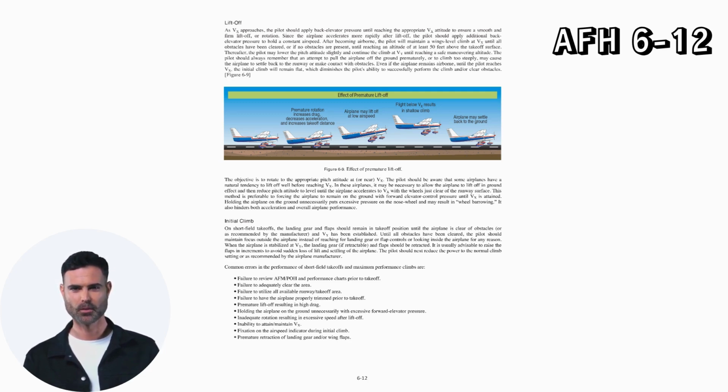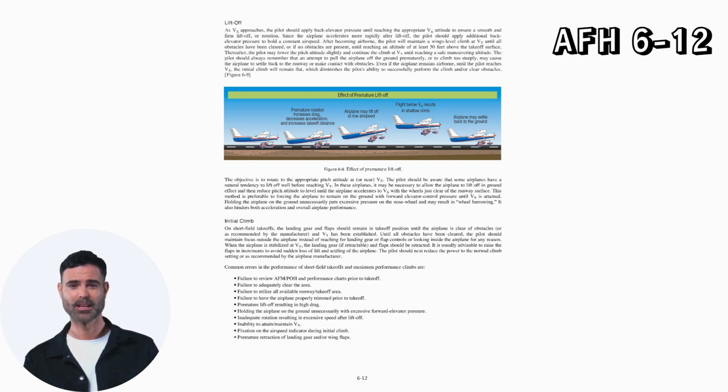It also hinders both acceleration and overall airplane performance. Initial climb. On short field takeoffs, the landing gear and flaps should remain in takeoff position until the airplane is clear of obstacles or as recommended by the manufacturer and VY has been established. Until all obstacles have been cleared, the pilot should maintain focus outside the airplane instead of reaching for landing gear or flap controls or looking inside the airplane for any reason.